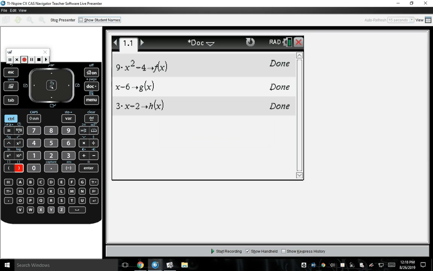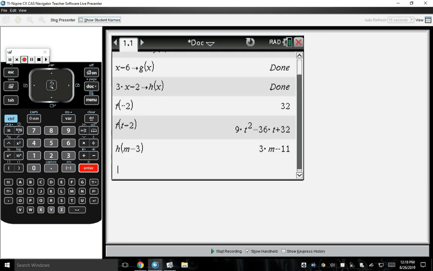Now, let's go through some of these. Let's do number 1. F of negative 2 is 32. Let's do number 2. So number 2 is a little bit different because it has t minus 2. So let's do f of t minus 2. Sure enough, there's your answer. Let's do number 3. H of m minus 3. There's your answer. Y'all with me, guys, of how we're doing this?